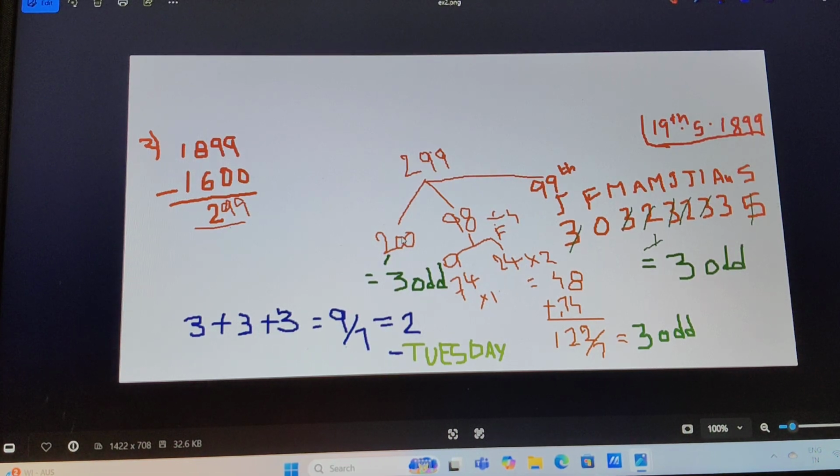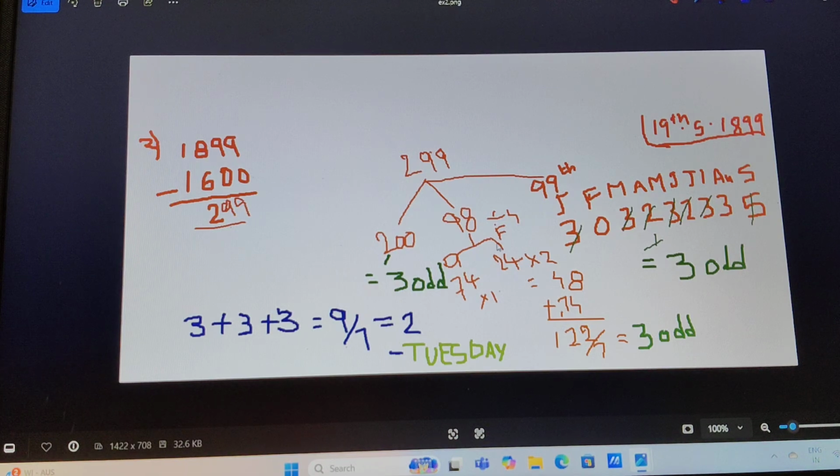For 2 centuries, how do we calculate? As you all know, 2 centuries means 3 odd days, because 1 century has 5 odd days. 2 centuries means 2 into 5, 10. When 10 is divided by 7, you get 3 odd days. In this way, you got 3 odd days for 200. And later, not 99 completely are there. Only 98 are completed and the 99th one is incomplete, because until 19th September only it has moved forward. So 98 years only we need to take.